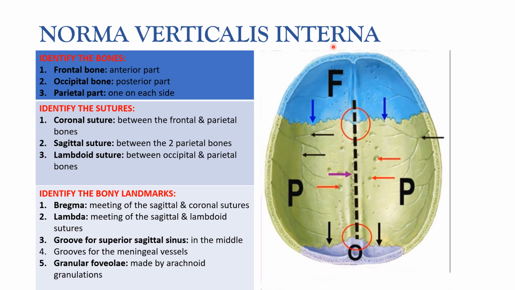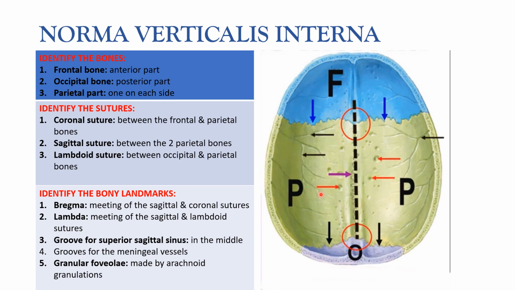Okay, so for the bones, this is the frontal bone, forms the anterior part. This is the occipital bone, forms the posterior part, and we have the parietal bone, one on each side, one here, one here. Then we'll identify the sutures.